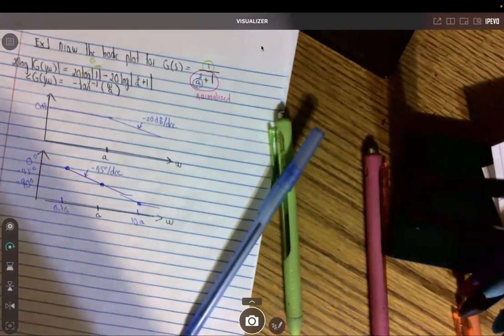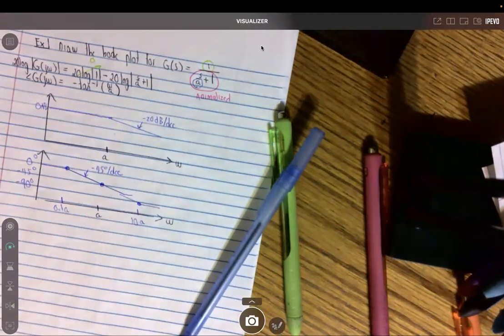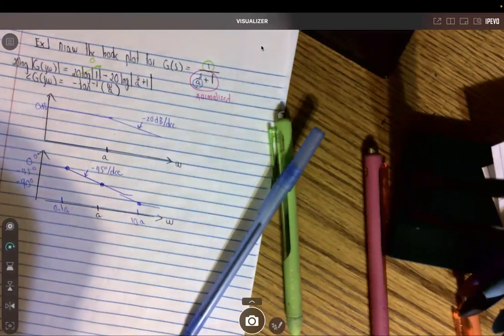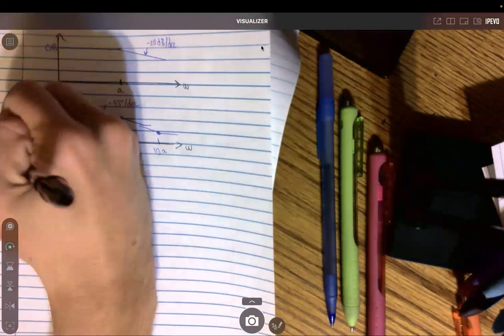Now we're going to look at a second order system. Okay, this one, I don't think you'll see, but I think this one's a good one to do right before the second order systems. I think this is nice to have so that you see how you can have multiple poles and zeros.